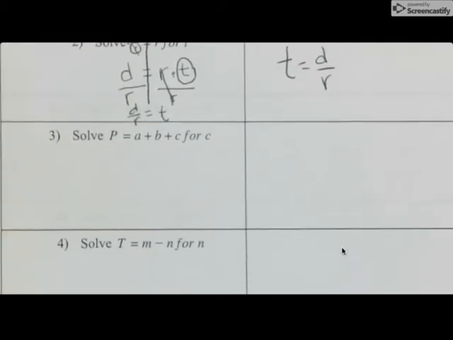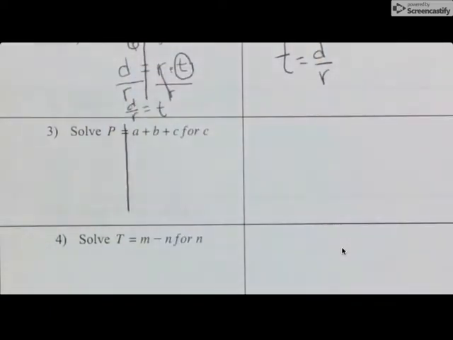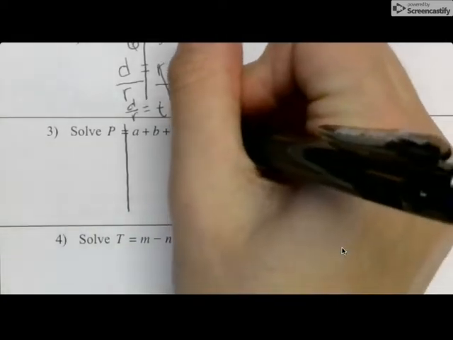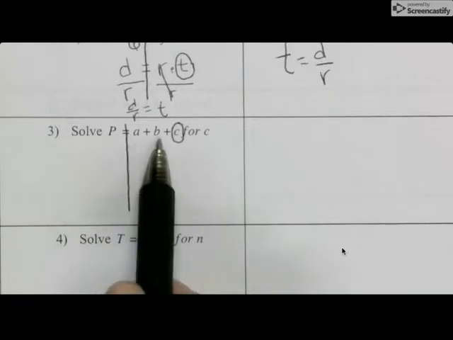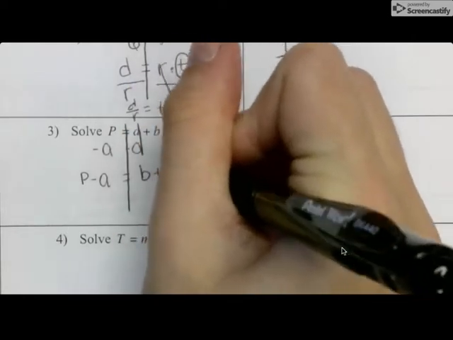Now, I have my barrier. Nothing to distribute. Nothing to combine. So I'm going to work for my isolate. I'm going to work for my opposite. So C is what I want to get alone. So these two things are standing in my way. I can't do anything about them. I can't put them together. So I'm going to subtract A on both sides. So P minus A. These A's make a zero pair, and I have B plus C.